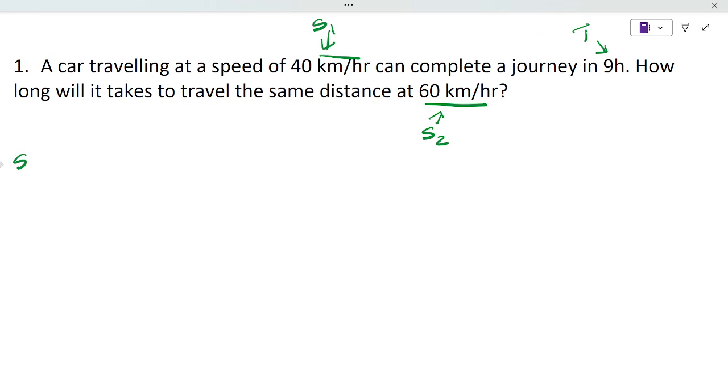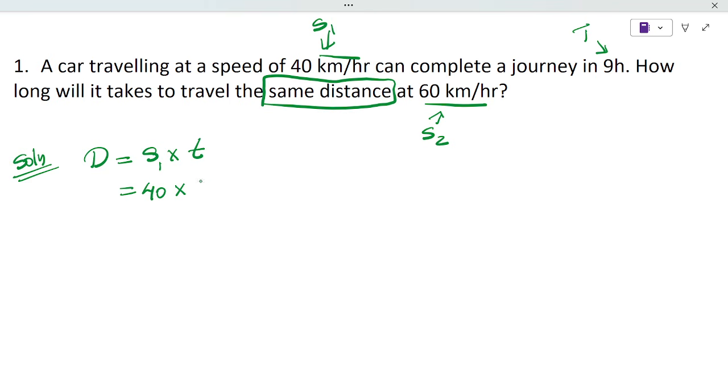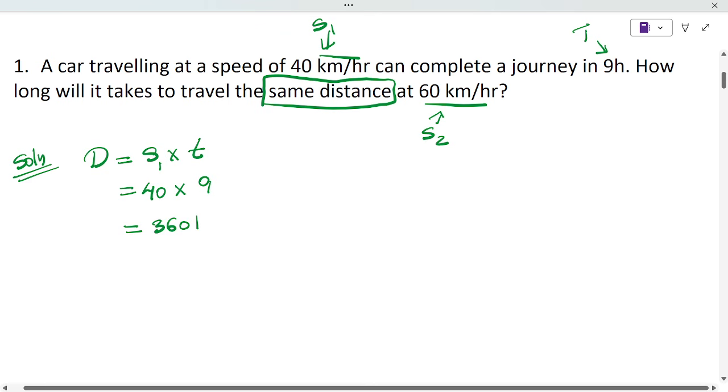So as per the question, speed is given as 40, time is given as 9 hours. Now here, how long will it take to travel the same destination? So they're talking about the same distance. Now we are yet to find the distance, so let's find the distance first. Distance formula is speed into time. Now we have two speeds, for which let's use S1, S2. S1 is 40 km per hour, into 9 hours. Time is 9 hours, so 9. Then this will give us 360 kilometer.